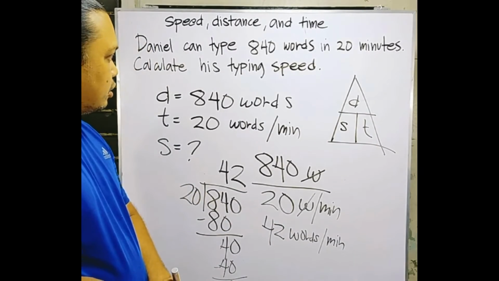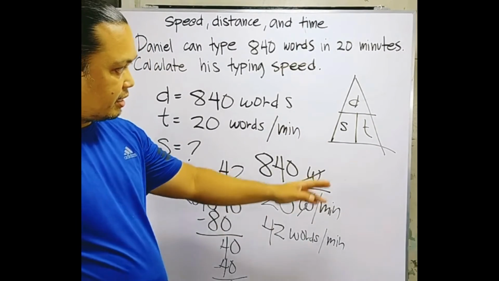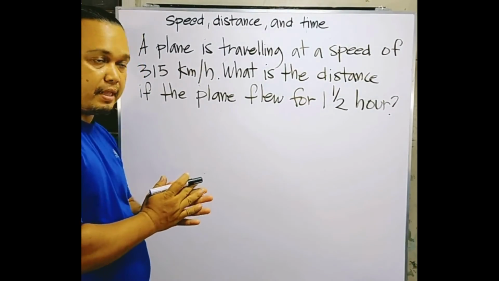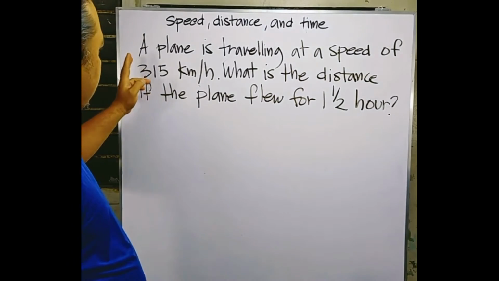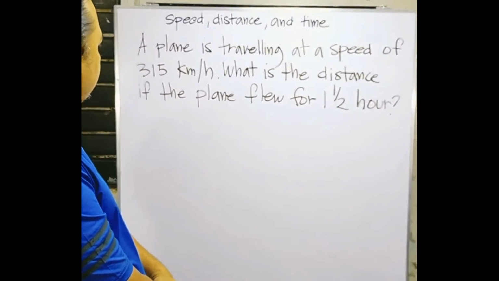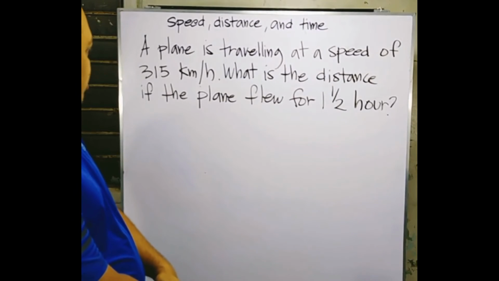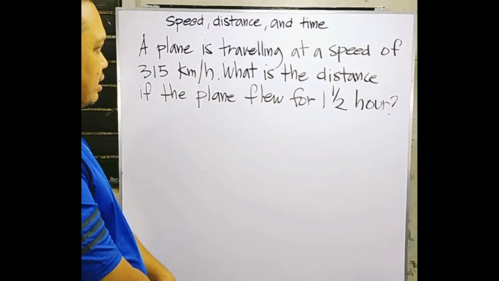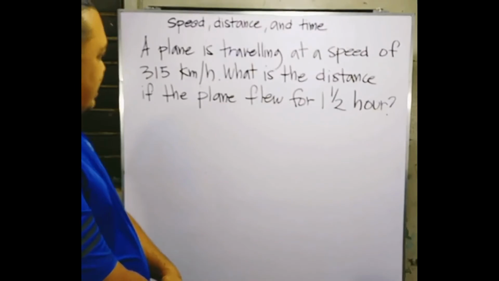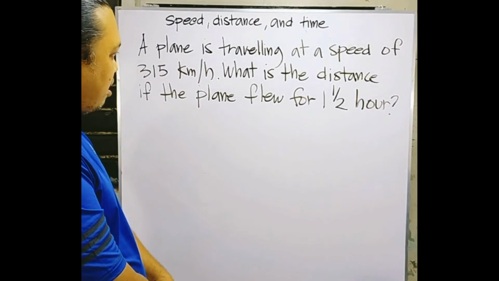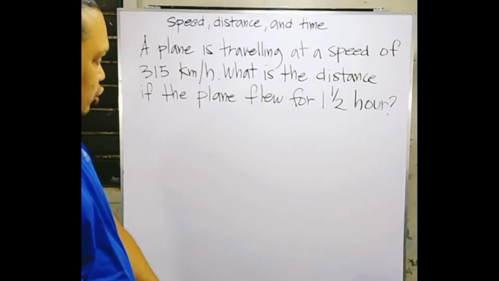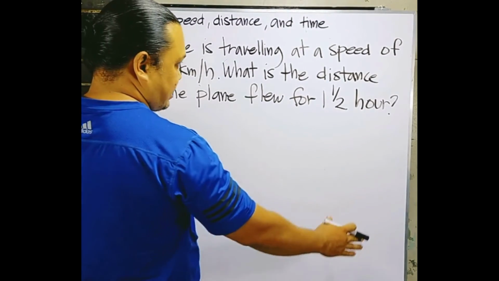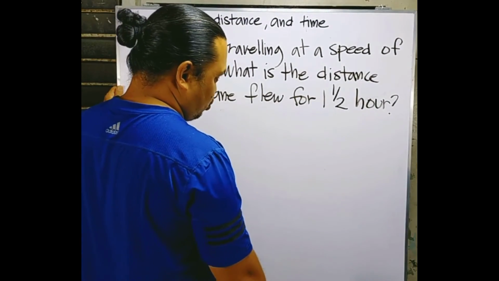Okay. Also, let's have one example for the distance. Okay, for our last example here then, let's read on the board. A plane is traveling at a speed of 315 km per hour. What is the distance that the plane has traveled if the plane flew for 1.5 hours? Okay, so we have here the speed of the plane, which is 315 km per hour, and the time that the plane traveled, which is 1.5 hours.